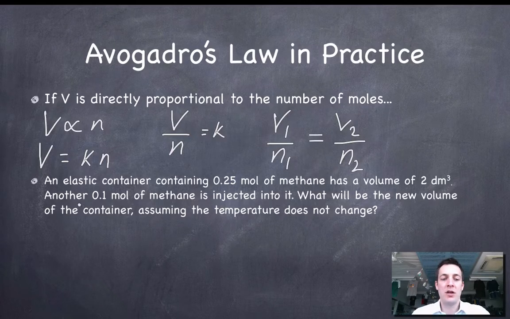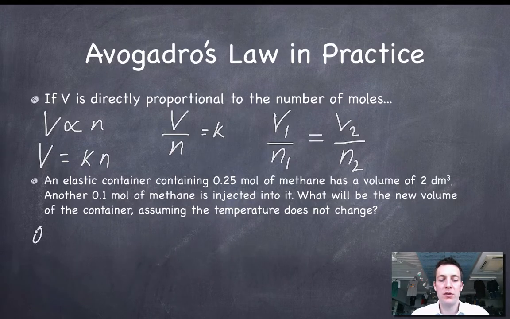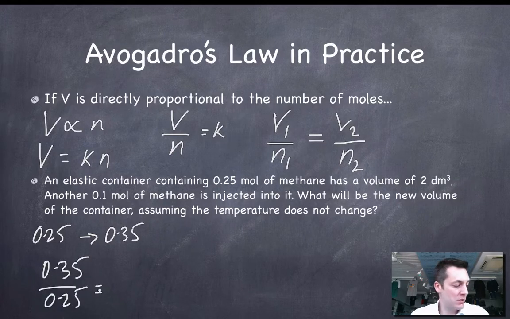Okay, so an elastic container containing 0.25 moles of methane has a volume of 2 decimeters cubed. Another 0.1 of a mole of methane is injected into it. So we're going from 0.25 moles to 0.35 moles. So the number of moles has changed by a factor of 0.35 over 0.25. And what does that equal? Well, that equals 1.4. So my volume is going to increase by a factor of 1.4, and 2 times 1.4 is 2.8, but I've only got one significant figure, so it's going to take up 3 dm cubed.